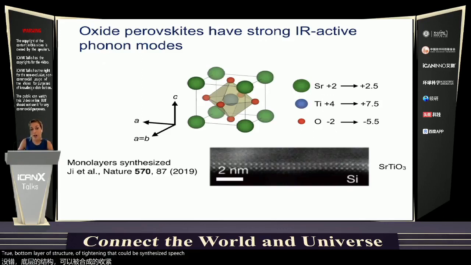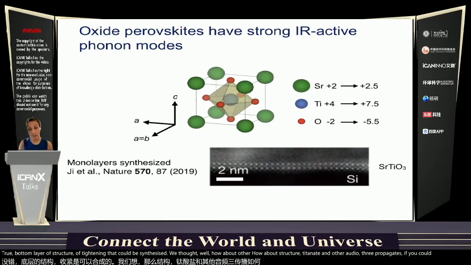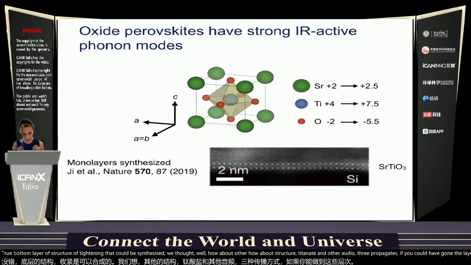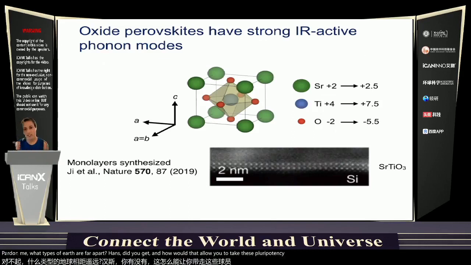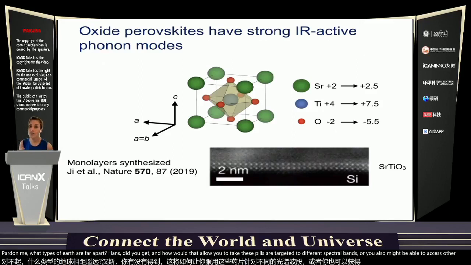We thought, well, how about strontium titanate and other ABO3 perovskites if you could have monolayers of these? What types of phonon-polaritons could you get, and how would that allow you to take these polaritons into different spectral bands where you also might be able to access other emergent phases?